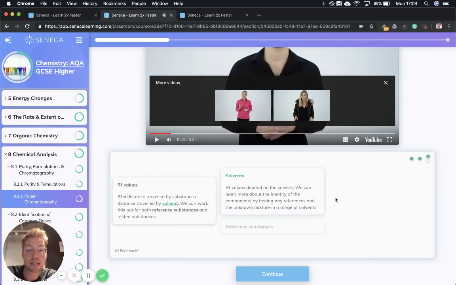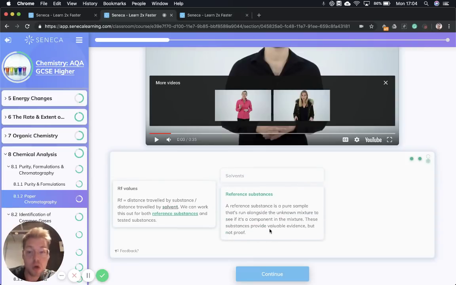So let's talk about solvents to begin with. RF values depend on the solvent. We can learn more about the identity of the components by testing any references and the unknown mixture in a range of solvents. So what are these reference substances? A reference substance is a pure sample that's run alongside the unknown mixture to see if it's a component in the mixture.